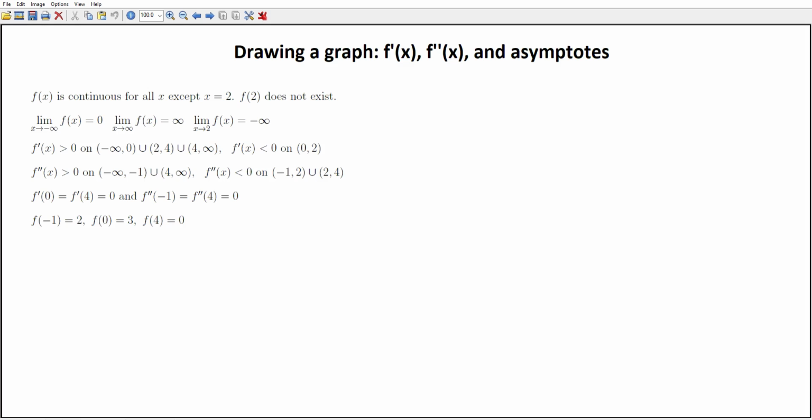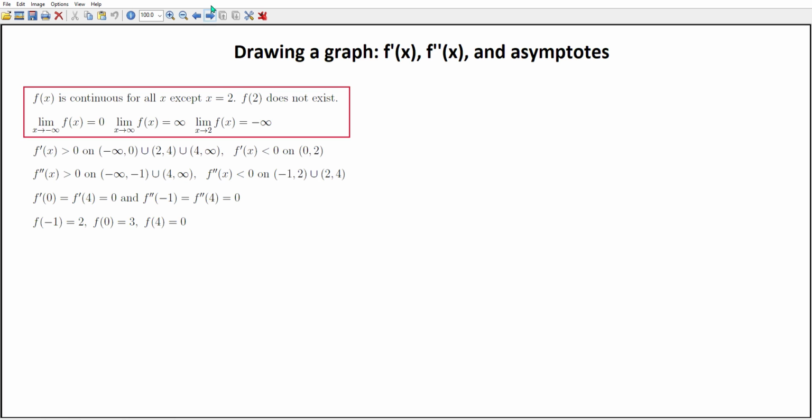In this video, we will sketch the graph of the function f of x based on the information that appears on the left-hand side of the screen concerning asymptotes and the first and second derivative. The first thing we will consider is the information that appears in the red box, which tells us that the function is continuous for all x except x equals 2, and that f of 2 does not exist.